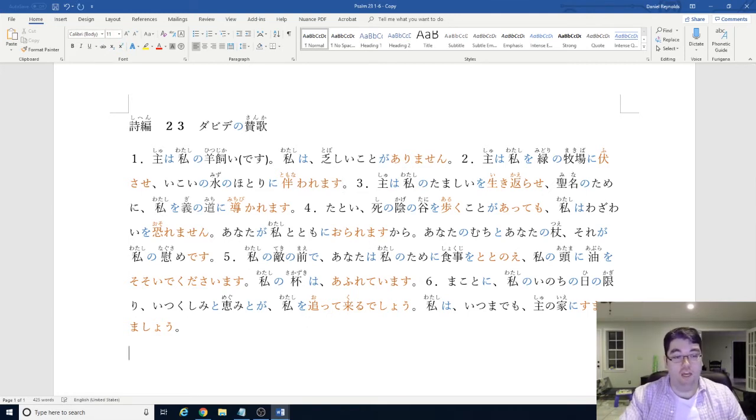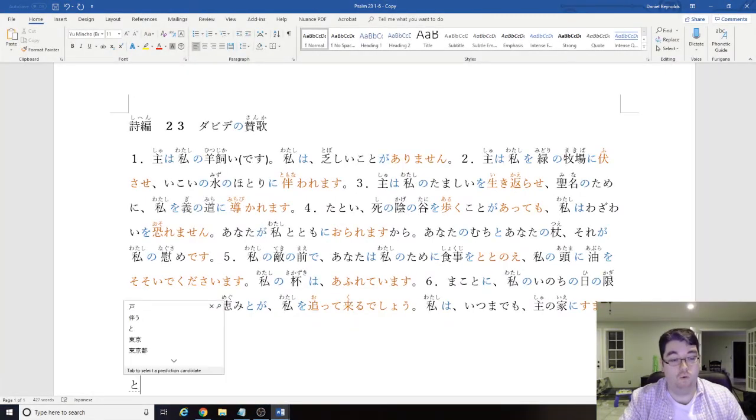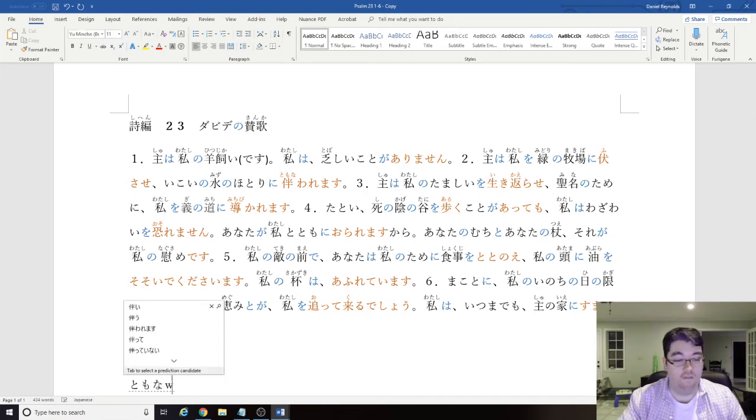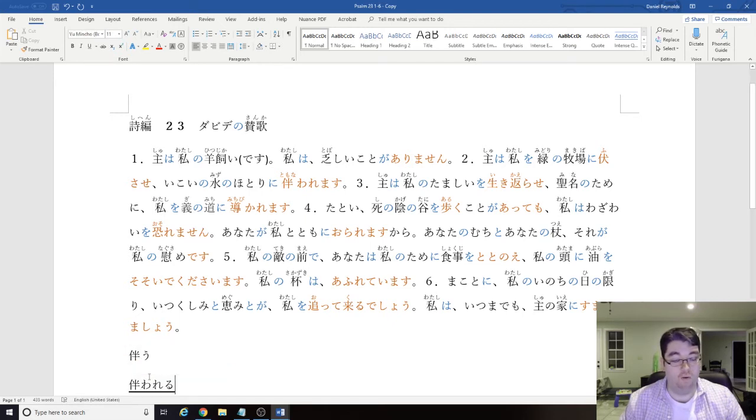All right. So if somebody was saying they were accompanying you, they would say tomonau. Or if they're using the polite form, which we've gotten very accustomed to right now, it'd be tomonaimasu. But here, this is not what's going on. The verb form is tomowaremasu. So when you have a u verb and you conjugate it for wa, re, ru, taking this u and adding a wa, re, ru, it turns it into the passive form.